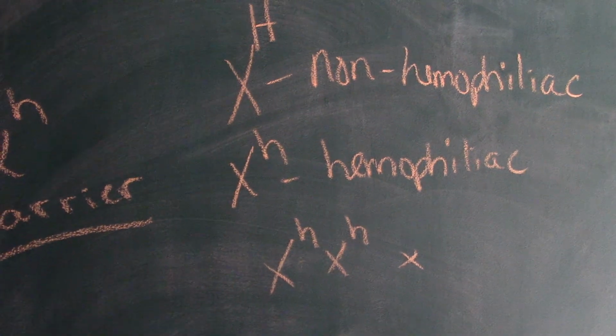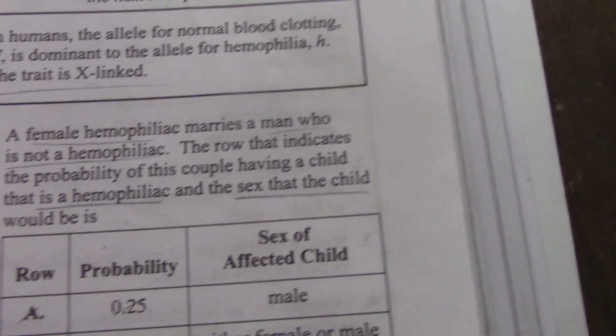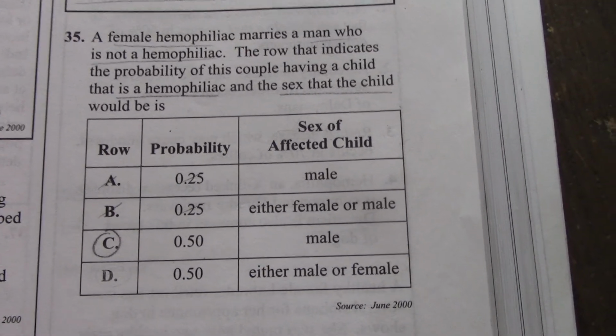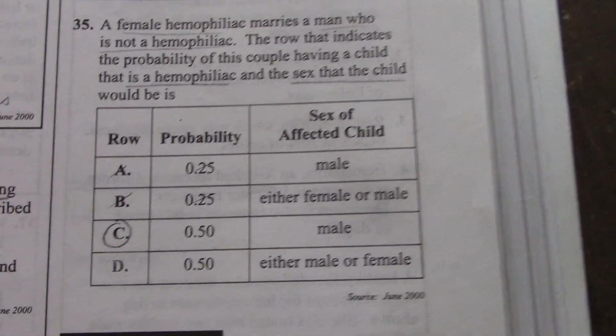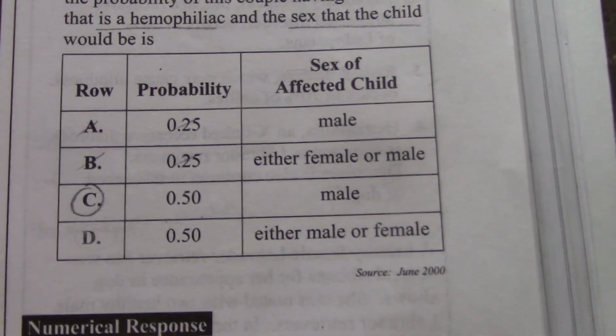Okay. So X little h, and the male is not a hemophiliac, and this is X big H, Y. So in your key, it says a female hemophiliac marries a man who is not a hemophiliac. The row that indicates the probability of this couple having a child that is a hemophiliac and the sex of that child would be, right? So this differentiates by probability and by gender.